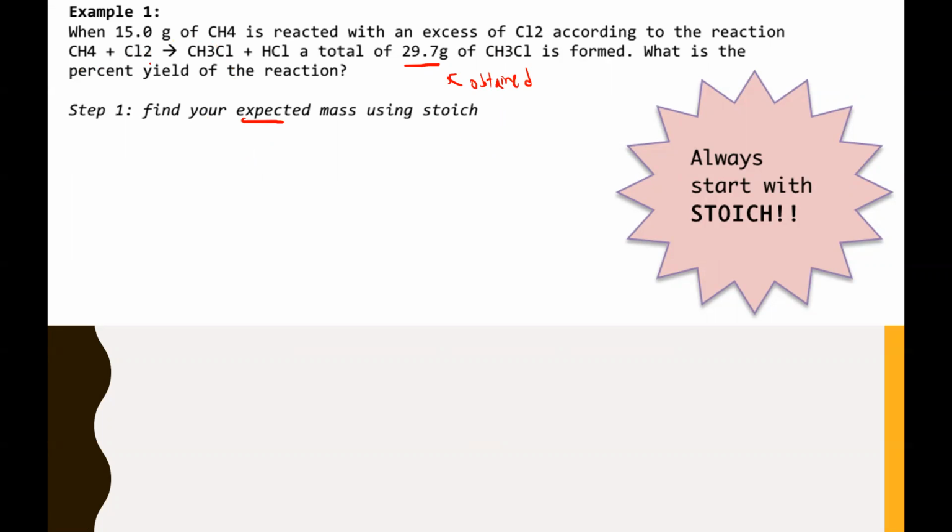Now, this equation up here, by the looks of it, is actually balanced already for us. I know there are no coefficients, but if you look at the number of each element in there, you'll see it is a balanced chemical equation. And since it's a balanced chemical equation, we want to take what we know, which in this case is your mass of CH4, and use it to predict the experimental mass, or rather the expected mass, of CH3Cl.